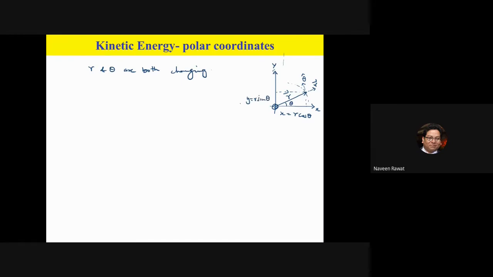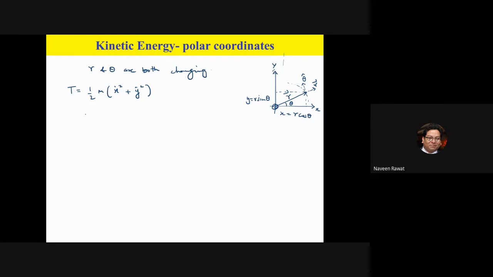Now when I want to find the kinetic energy in polar coordinates, again I will start with the same idea that T will be 1 half m, and now r is expressed in terms of x and y. So r square will be x square plus y square. Similarly r dot square will be x dot square plus y dot square. So that is my kinetic energy in polar coordinates.